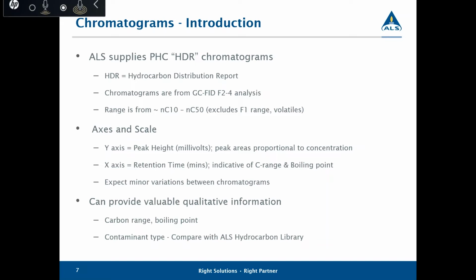So the chromatogram picture can be used to help characterize the contamination type in your samples. There are a few things to remember. Expect minor variation between chromatograms. It depends how long the columns are, how fast the GC ramps, and the temperature. It can provide valuable qualitative information, and if you compare it to the ALS hydrocarbon library, you can recognize the pattern.